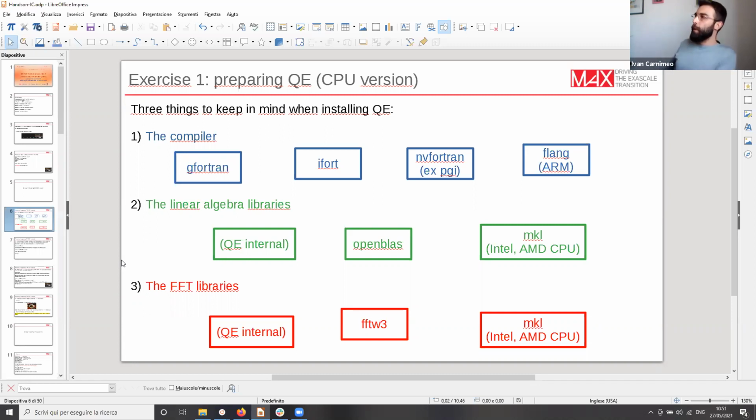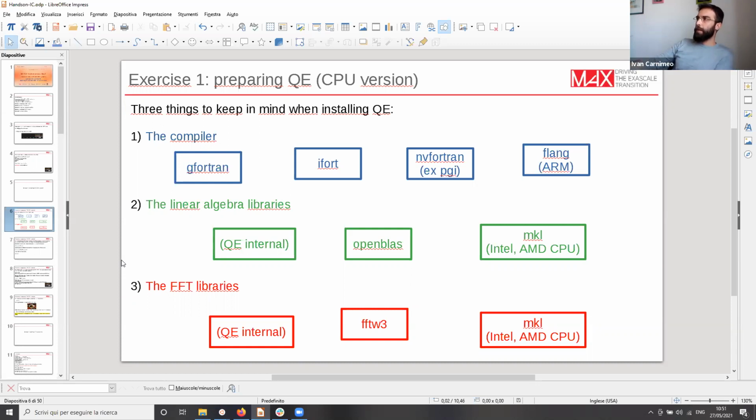So with a minimal setup, the minimal requirement for installing Quantum Espresso is just having a compiler. And if you don't have any other external library, Quantum Espresso will just use its own internal ones. So internal BLAS for linear algebra and internal FFT for fast Fourier transforms. However, there are other options.